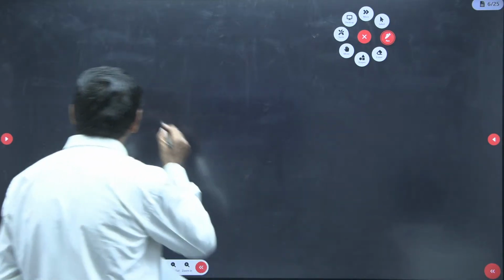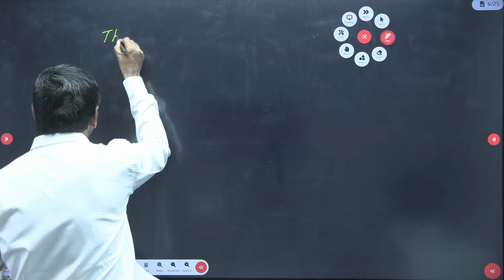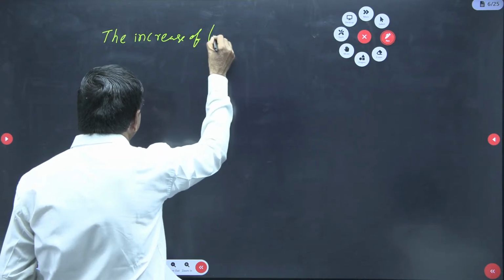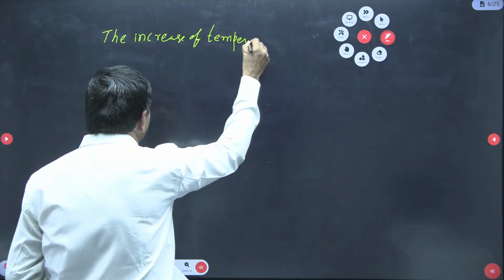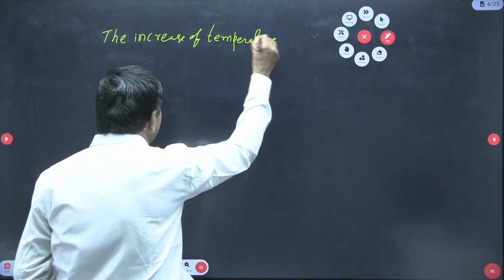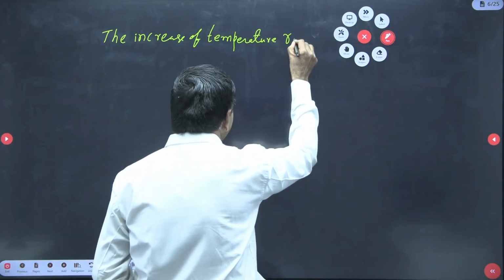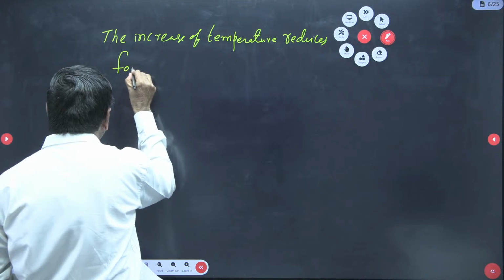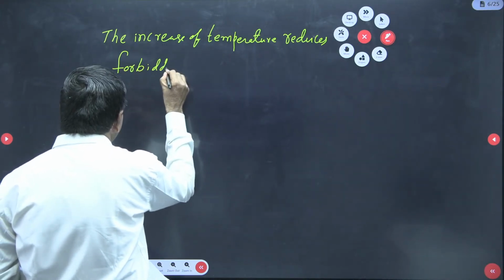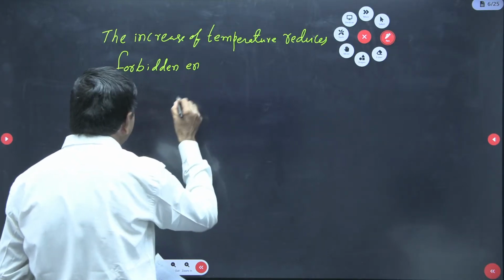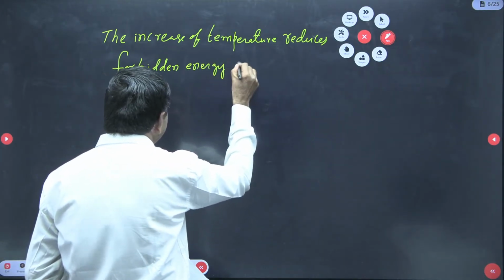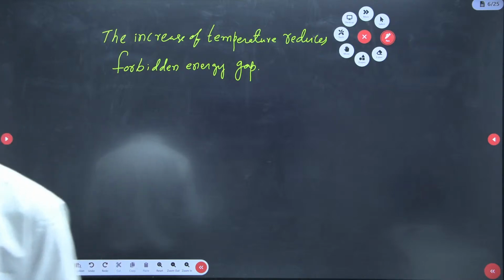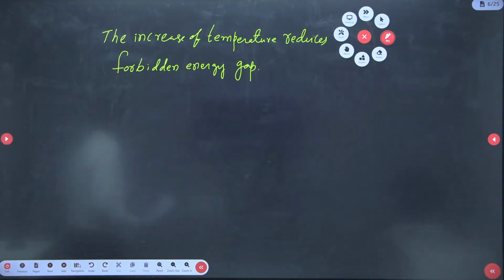Based upon that formula, you can understand how the forbidden energy gap is reduced because of the increase of temperature. The first point I can write: the increase of temperature reduces the forbidden energy gap, or energy band.